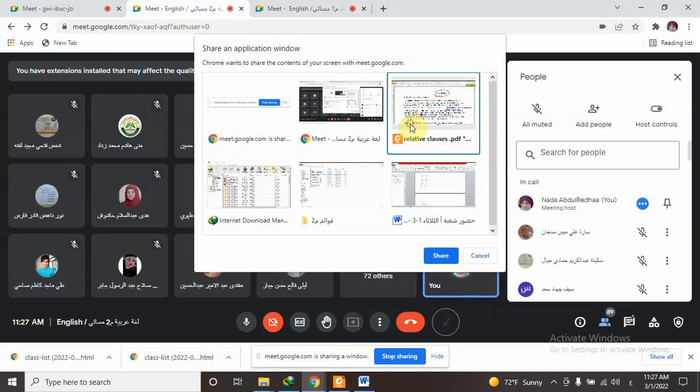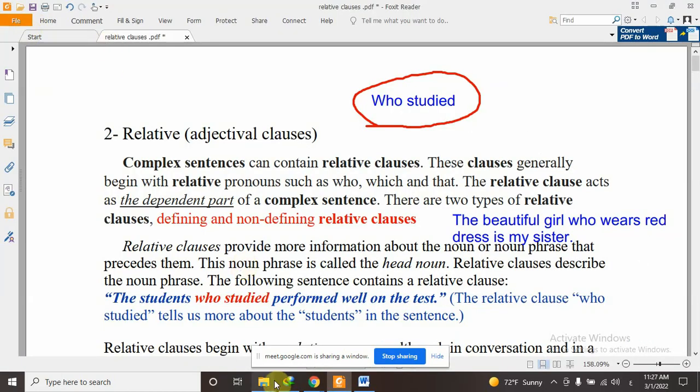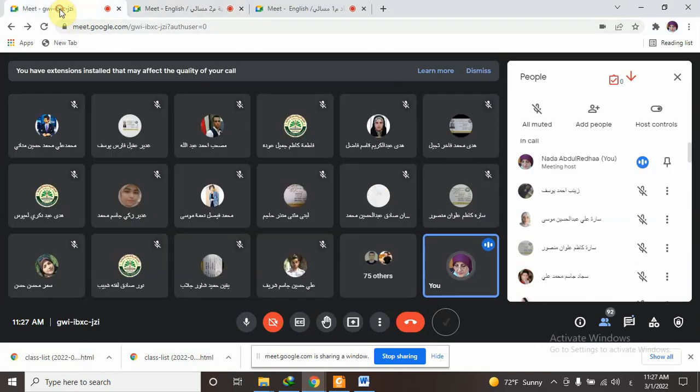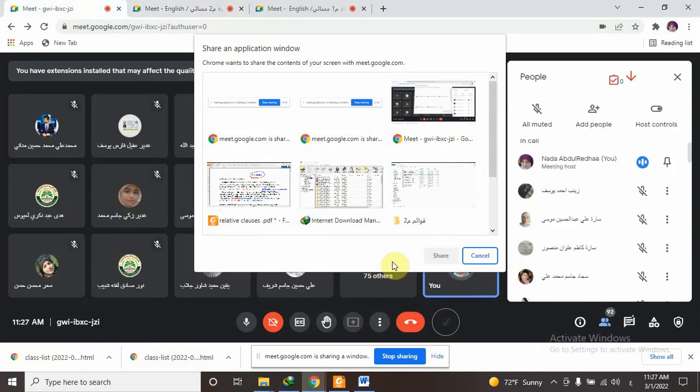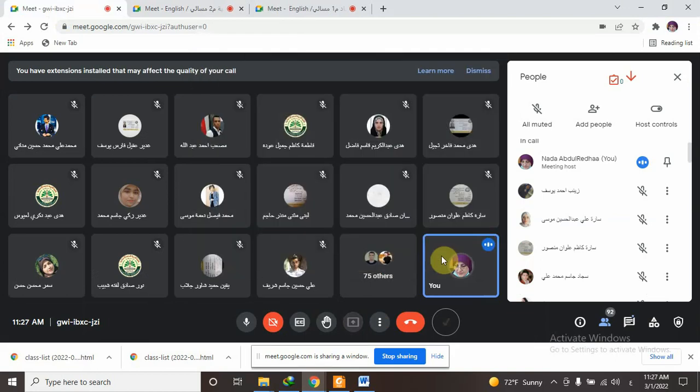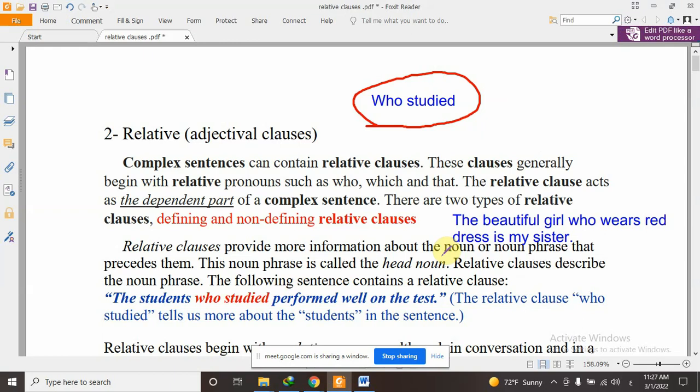Okay, so it seems that everything is okay, and I'm going to start a new type of clauses within complex sentences, which is the relative adjectival clause. You studied the relative adjectival clauses when you were in secondary school. You know that there are two types: one is defining, the other is non-defining. If you have your copybooks and lessons from secondary school, please read them in order to understand the meaning of relative adjectival clauses and the difference between defining and non-defining relative clauses, in addition to what I am going to explain.